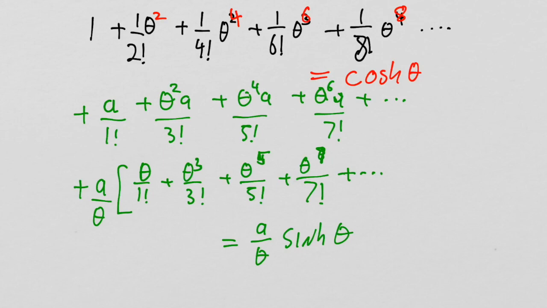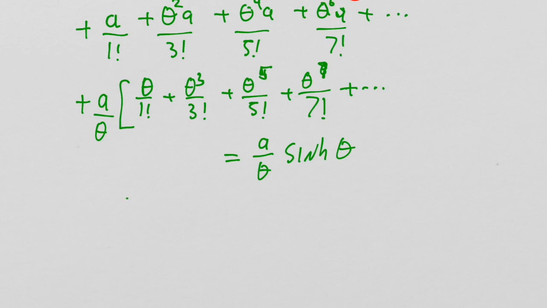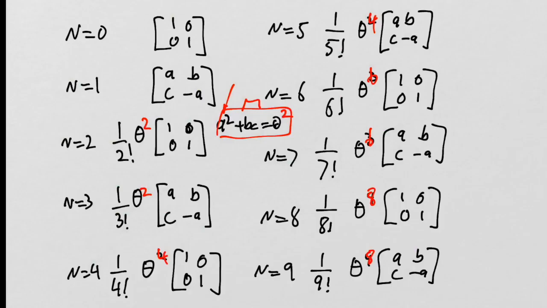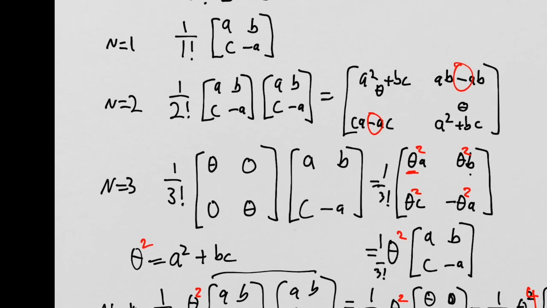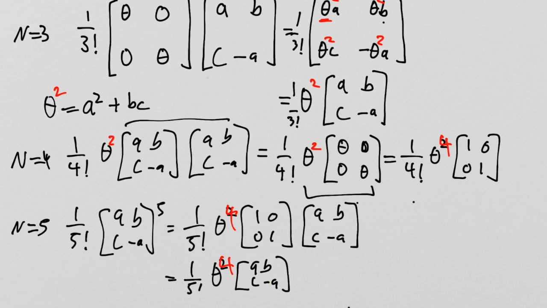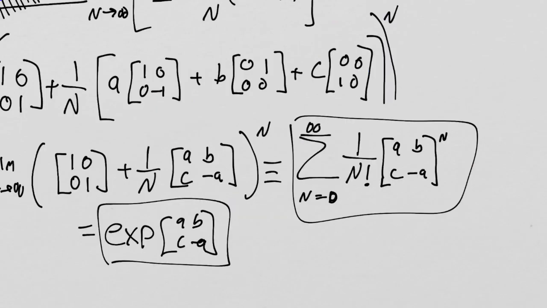So that is all the terms. So then the answer is that this 1-1 element is the hyperbolic cosine of theta plus a over theta times the hyperbolic sine of theta. And so we have solved for the 1-1 term of that summation. Where's the summation? Oh, here.